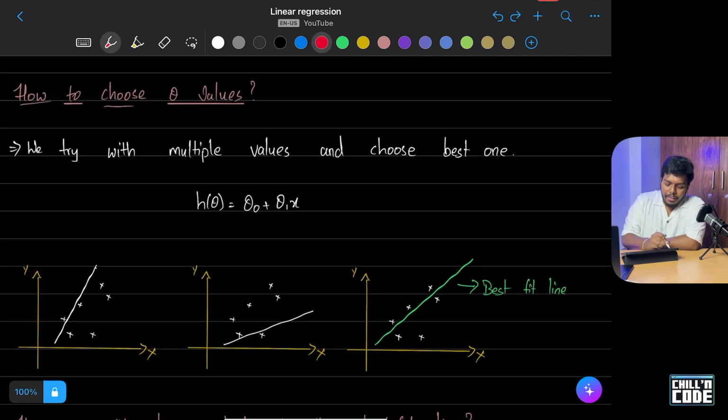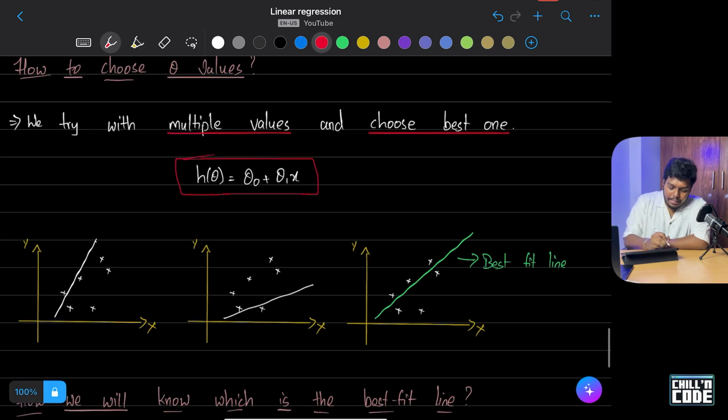Let's see that. We can try multiple values and choose the best one for theta. We are going to do it in multiple iterations, because in the first attempt we may or may not find the best theta values. Let's consider the simple equation theta 1 x plus theta 0 as an example and see how it works. Initially, it considers some values of theta, and we get some graph, which is this, and this is our hypothesis.